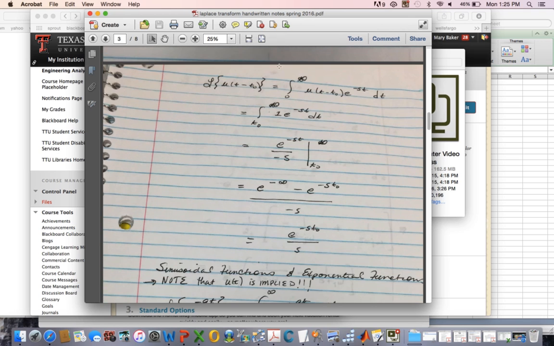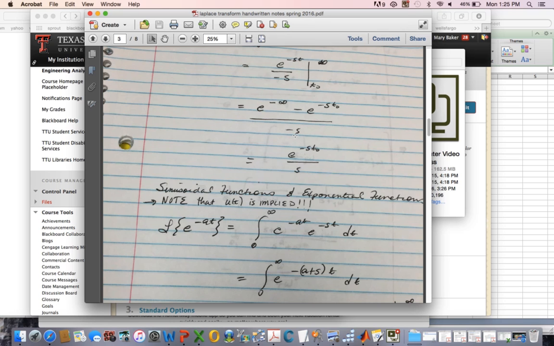And then we can do the time-shifted step, which basically means the step function doesn't turn on until some t naught. So what that effectively does is change the integral limits. We start at t sub 0 instead of 0. And so then when you evaluate at those limits, you get e to the minus st0 over s.